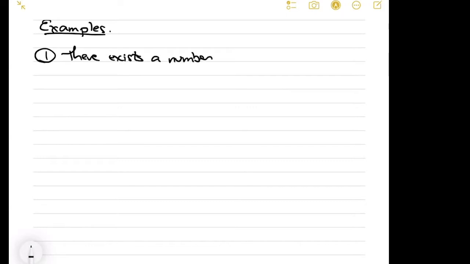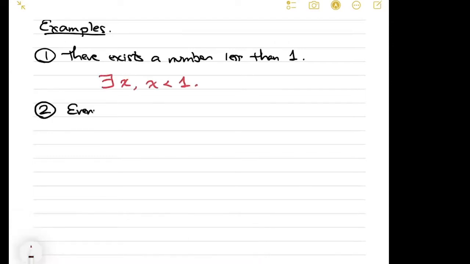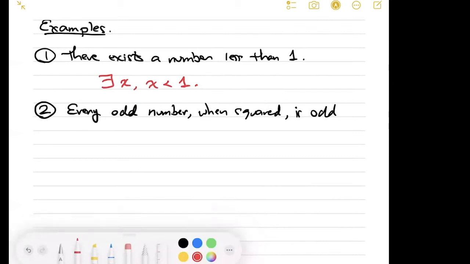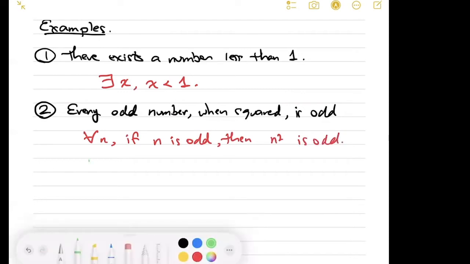Here are a couple of examples. Number one, let's take the statement, there exists a number less than 1. This can be written using quantifiers in this way. Number two, every odd number squared is odd. We've also written this in earlier classes as n odd implies n squared odd. Note here that there really is a universal quantifier, and we should write the sentence this way.